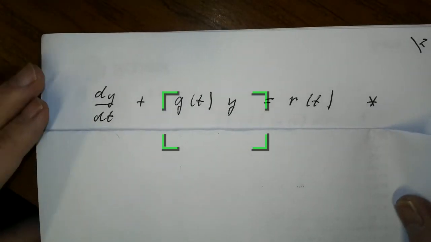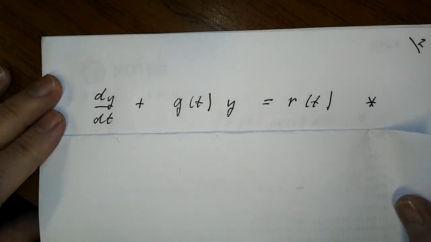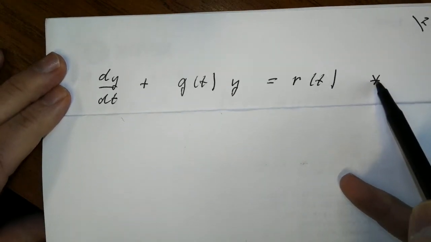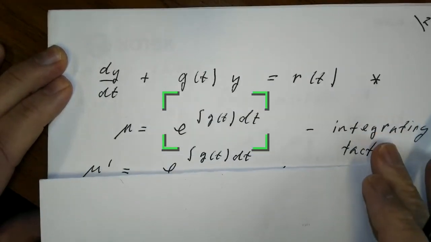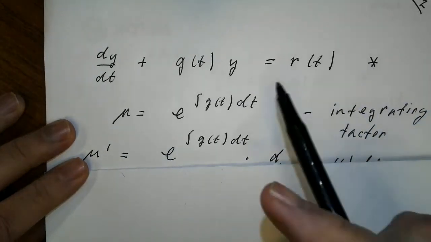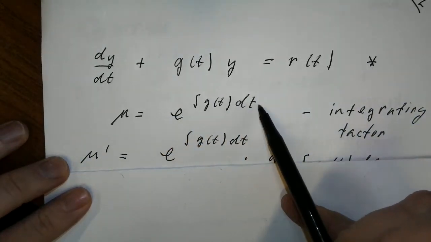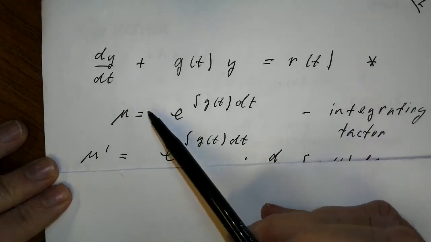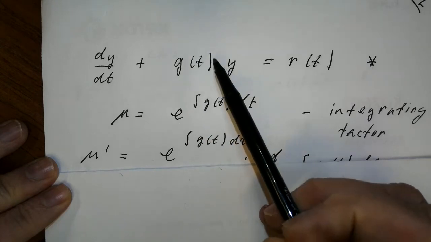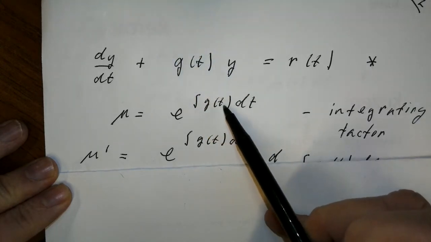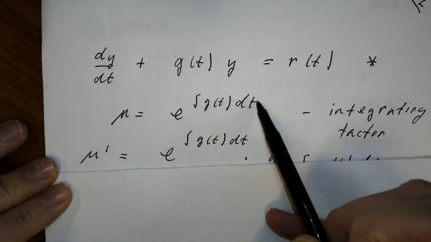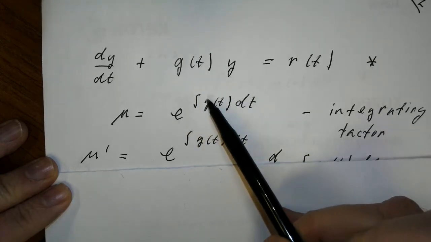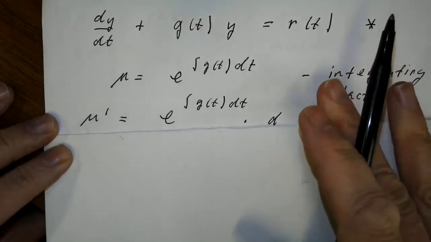So here's the standard form of a linear first-order differential equation. And again, this y is really y of t. I'm going to denote this with an asterisk. And to solve this, we're going to introduce a new type of function known as an integrating factor. And this is the Greek letter mu. And the integrating factor is what you get when you take g of t, you integrate it, anti-differentiate it, and then exponentiate it. So you take e to the antiderivative of g of t.